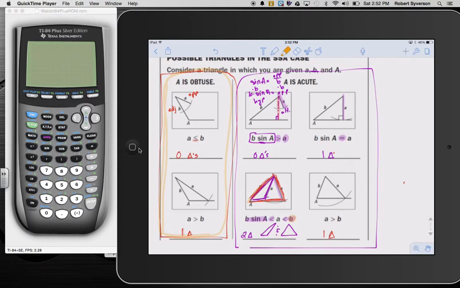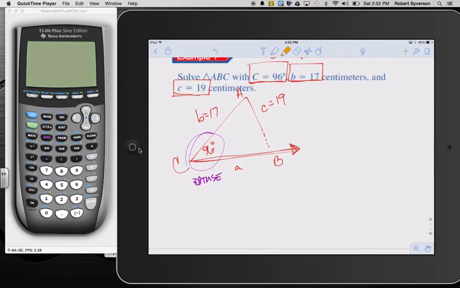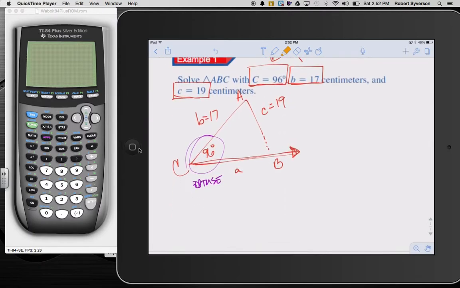Both of those situations compare the opposite side length to the adjacent side length. If the opposite side is less than or equal to the adjacent side, I have no triangles. If the opposite side is greater than the adjacent side, then I have 1 triangle. So let's go ahead and look here. I've got this situation where my opposite side is bigger than my adjacent side. Okay, so right away I notice that C is greater than B, the adjacent side. So that means I'm going to have 1 triangle.